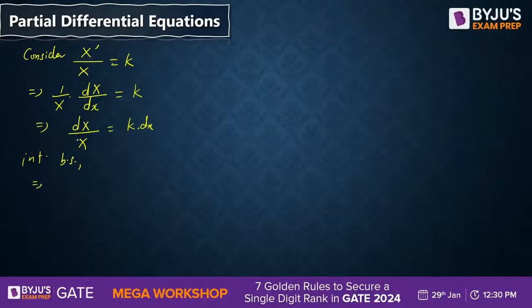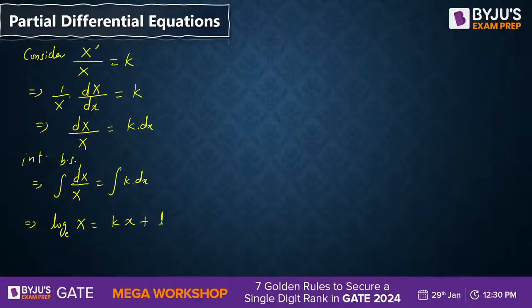So integration of dX by X, integration of k dx. Now students here, integration of 1 by X is log of capital X, k is a constant, and integration of 1 will be small x plus some constant. So intentionally we are adding a constant, log c1.